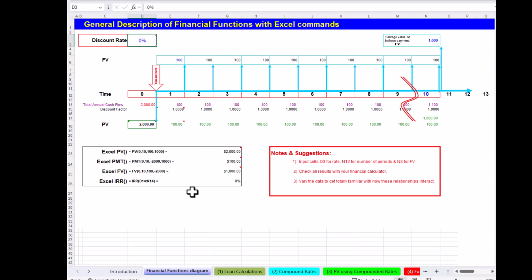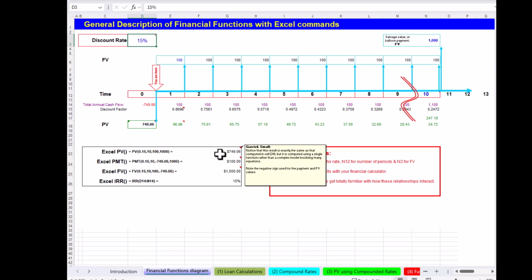We introduced the Excel PV function last week. And here it is illustrated across here to give the 2000, and you'll notice that the discount rate is 0%. Let's bring the discount rate up to 15% to make it a bit interesting. And here we find it calculating the present value, or the value of the property, as $749, which you can see worked out here longhand.